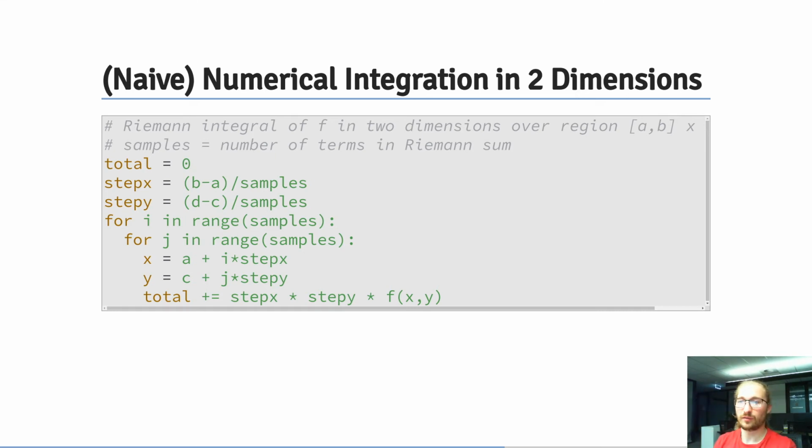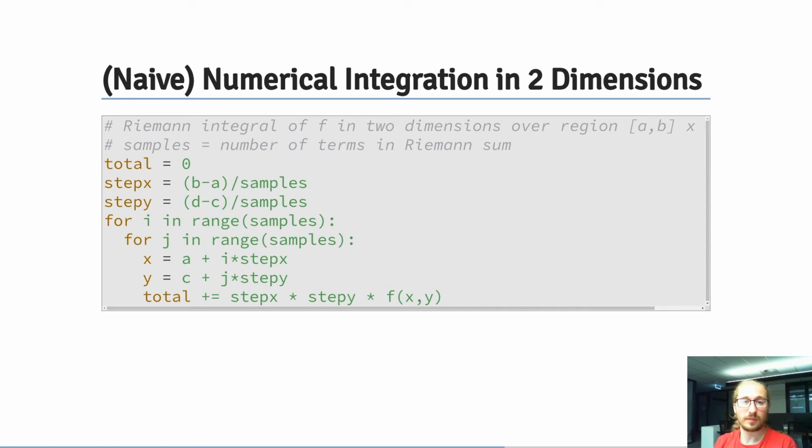We compute f of x, y for that x and that y. And then we multiply it by the size of the step in the x direction and the size of the step in the y direction. That's basically, instead of a rectangle, now you imagine it's a little square sort of extruded up into this cuboid. So it's the same thing but in a higher dimension.